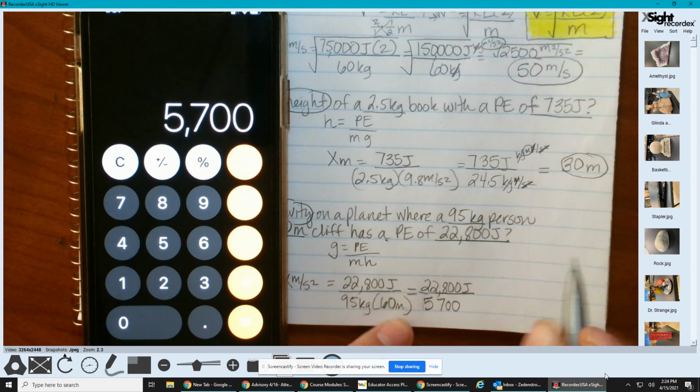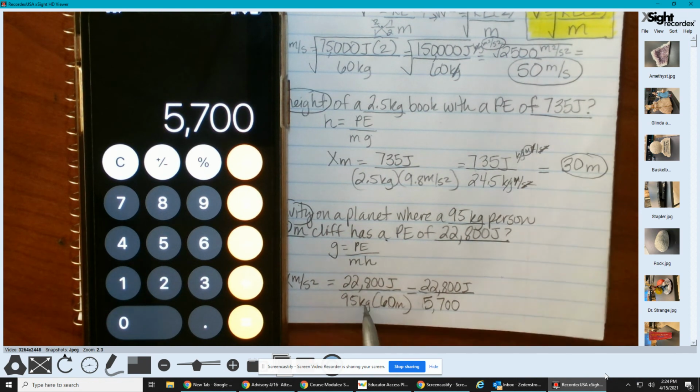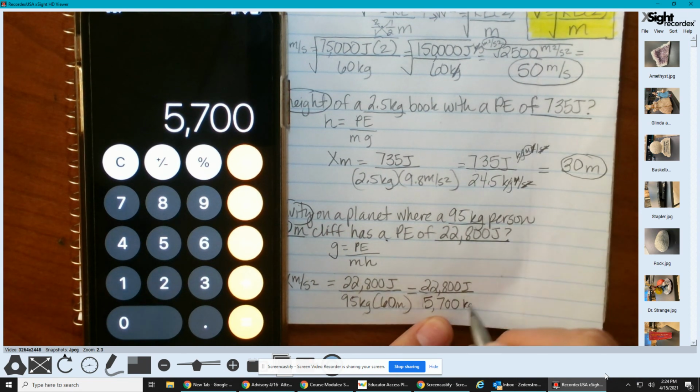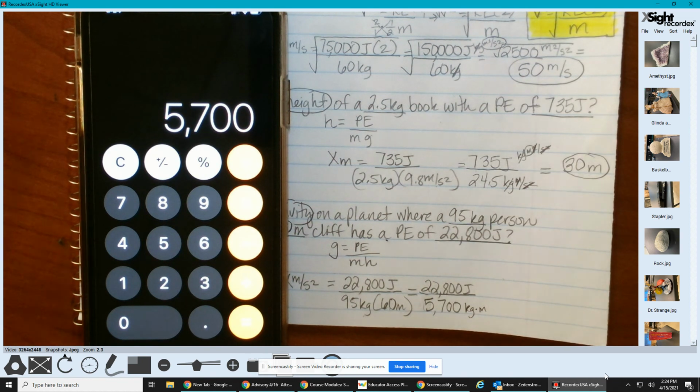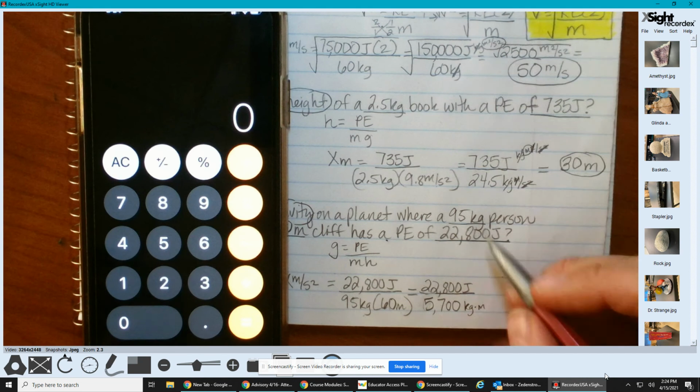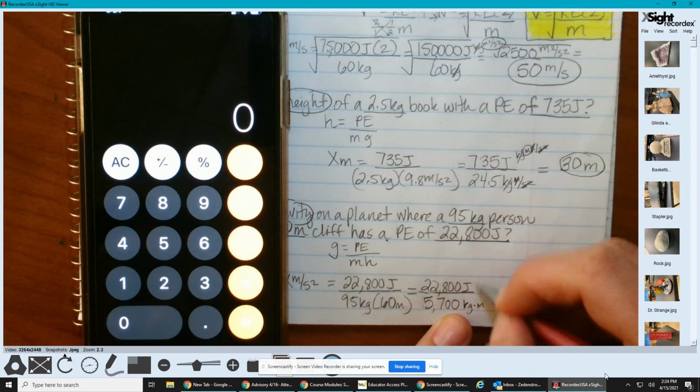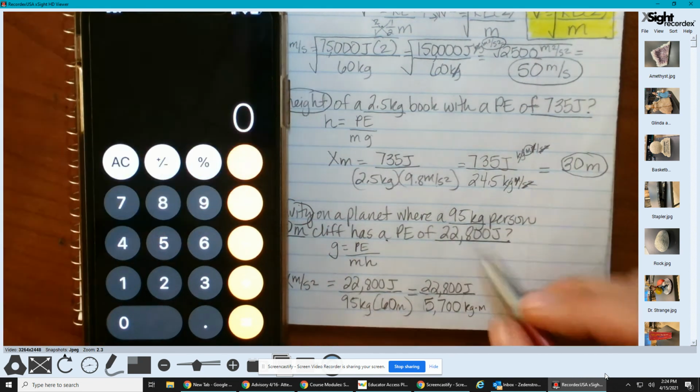5,700. And that is a kilograms times a meter. So there's not really anything to do there except for say kilograms dot meter. So kilograms times a meter. So I can do the math, but first let's look at this so I don't run out of room. Let's look at how we're going to get to a meters per second squared from this.